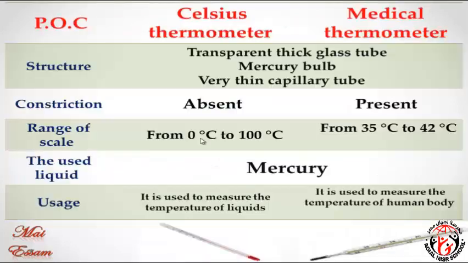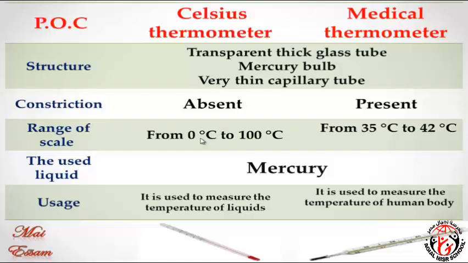We have two types of thermometer, Celsius and medical. Celsius structure: transparent glass tube, mercury bulb, very thin capillary tube, and no constriction. Range of scale from 0 degrees to 100 degrees. 0 degrees refers to the freezing point of water. 100 degrees refers to the boiling point of water. The liquid used is mercury. It is used to measure the temperature of liquids.